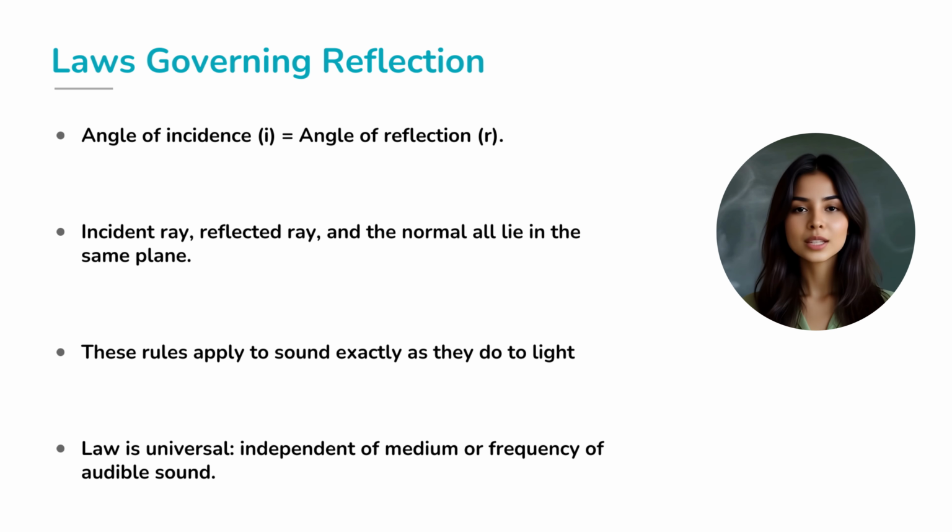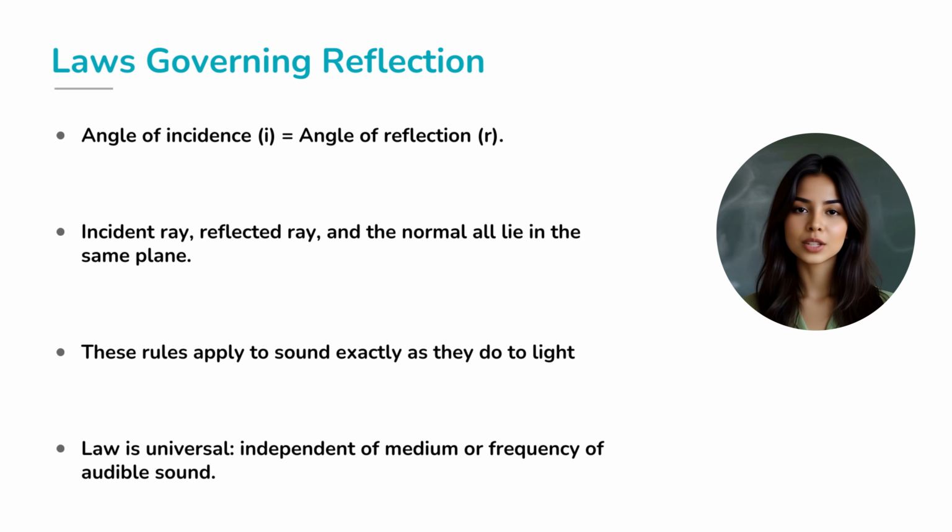Now, just like light, sound follows the two golden laws of reflection. First, the angle of incidence equals the angle of reflection. That means if the sound wave comes in at 30 degrees, it bounces back at 30 degrees. Second, the incident ray, the reflected ray, and the normal all lie in one plane. These rules are universal and work whether you are whispering softly or playing music loudly.